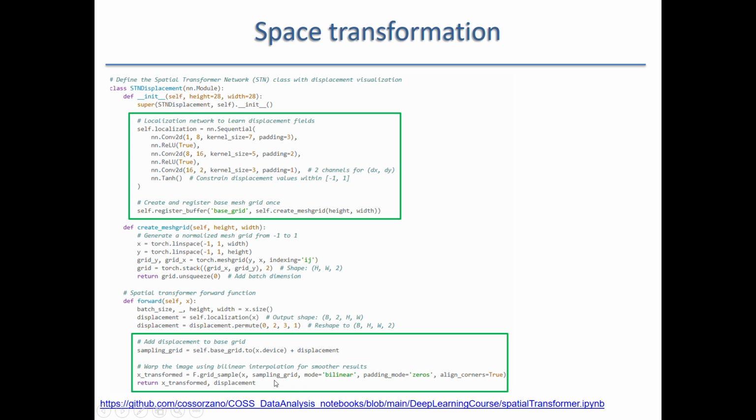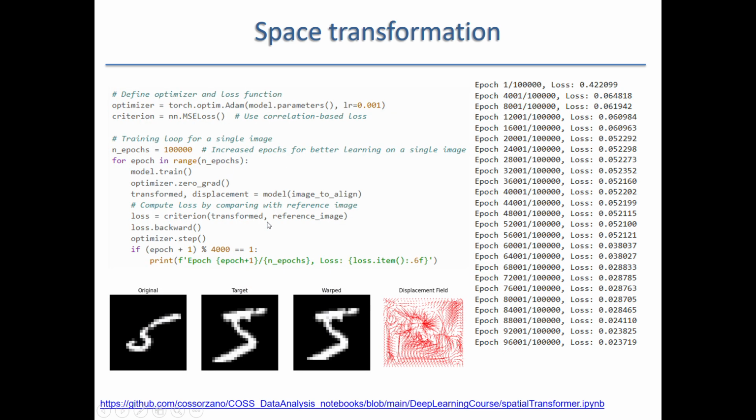In the sample grid we have the displacement here. So we have the basic grid plus the displacement, and then this will produce X transformed, and X transformed is the one that is used to compare with the target X. So here we have this loss. The loss is the criterion, that is the mean square error loss between the transformed image and the reference image, and then we update the model.